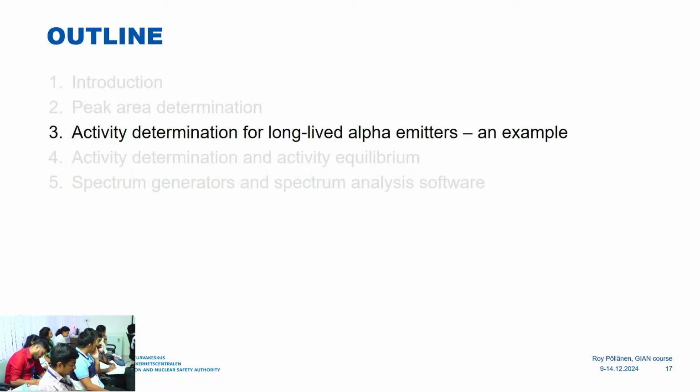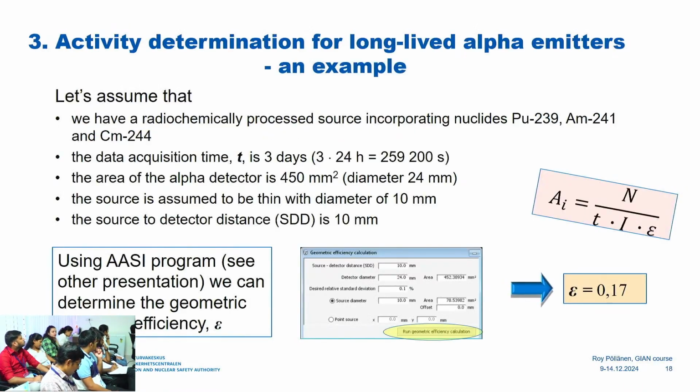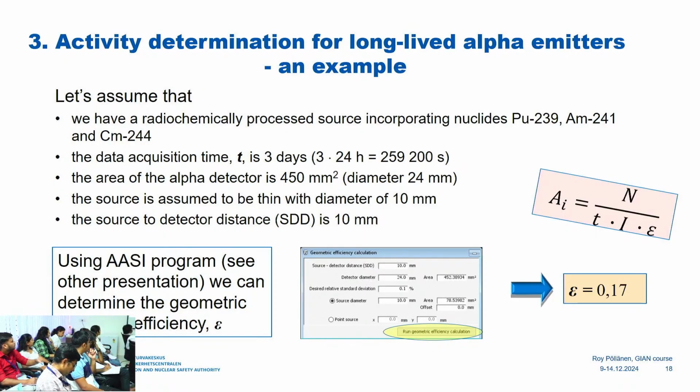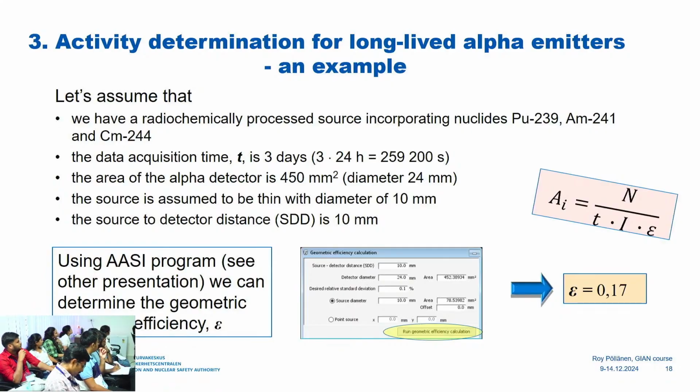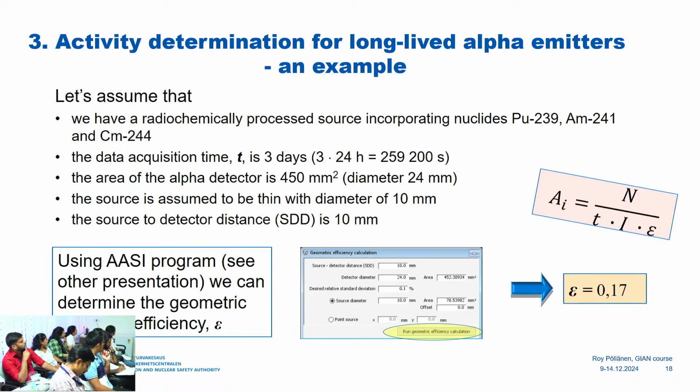Take an example of an activity determination. Let's assume that we have a radiochemically processed source having these nuclides. Data acquisition time, weekend, 3 days. This is seconds. Efficiency by using the RC program. Area of this source, diameter, source to detector distance, this, and the calculation is very rapid.